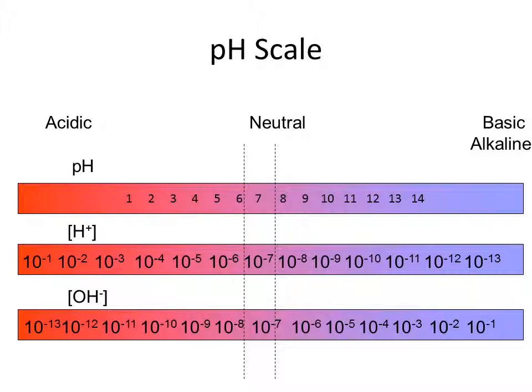If I lower my pH, I'm going to smaller numbers, but my proton concentration is getting larger. So at pH 3, I have a large proton concentration of 10 to the minus 3, but my hydroxide concentration is very small, 10 to the minus 11. If I raise my pH, let's say go to pH 10, my proton concentration is very small, 10 to the minus 10, but my hydroxide concentration is large, 10 to the minus 4.